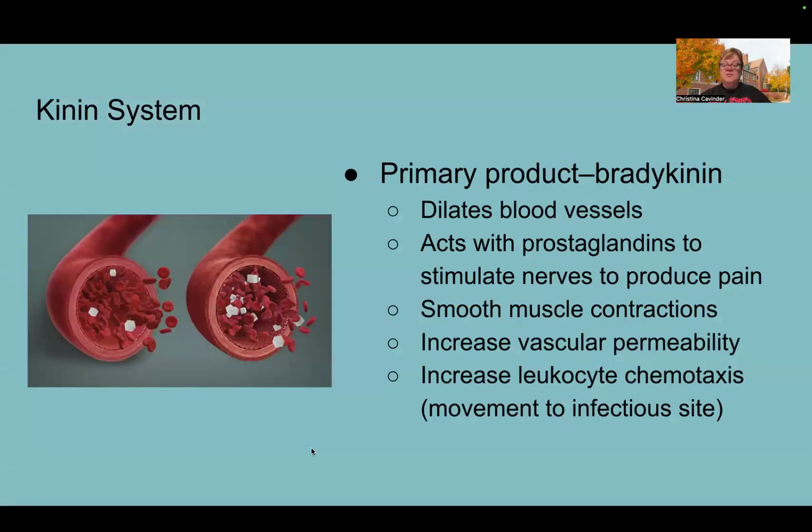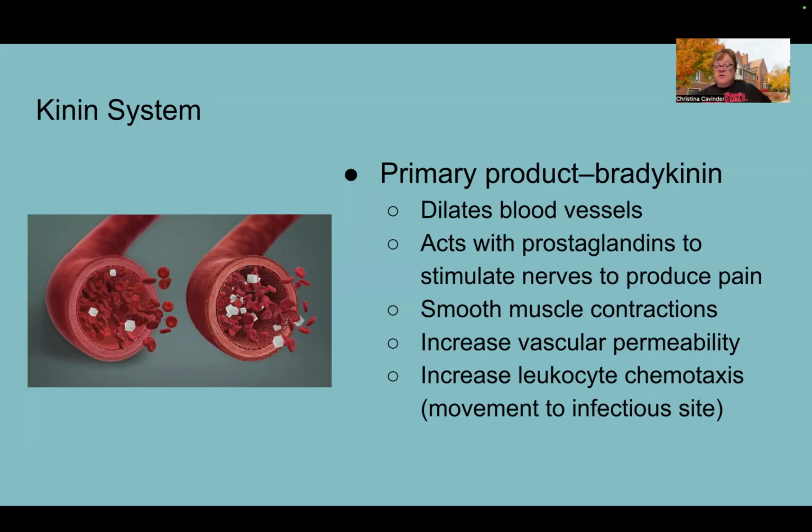The kinin system usually produces bradykinin. That's the main one. It dilates the blood vessels. It acts with prostaglandins to stimulate nerves to produce pain, so you know that something's wrong. It causes smooth muscle contractions. It increases vascular permeability and increases leukocyte chemotaxis.